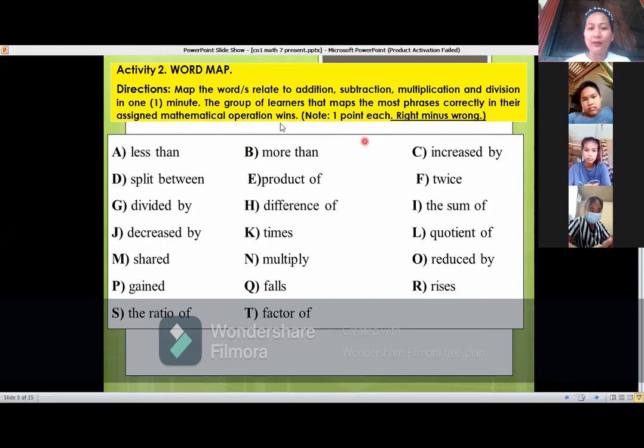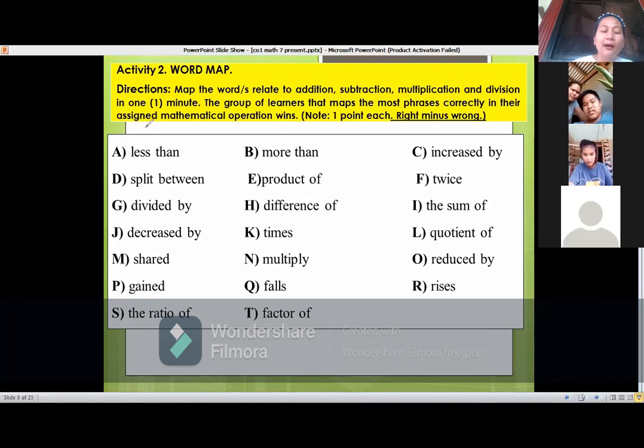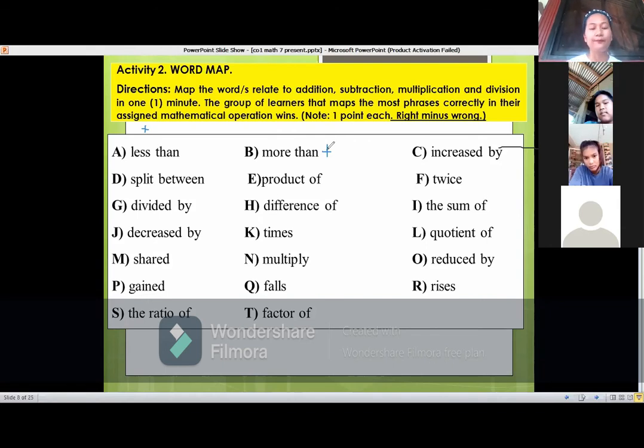for example, meron tayong mga phrases dito. Ang gagawin mo na lang, you have to relate the words to addition, subtraction, multiplication, and division in 1 minute. So for example, ang binigay kong assignment sa iyo ay addition. So map one word that corresponds to addition. So we have, okay, more than. Okay, so what other words convey addition in this group of words?